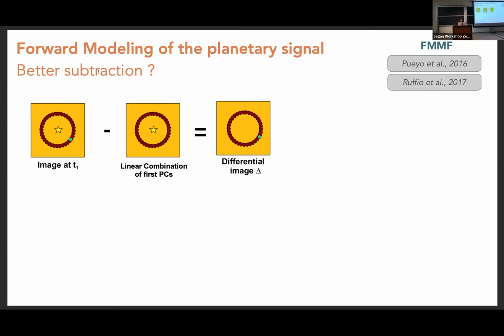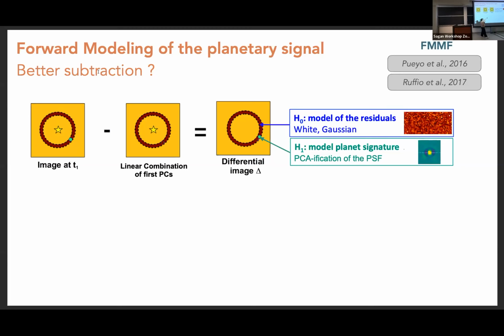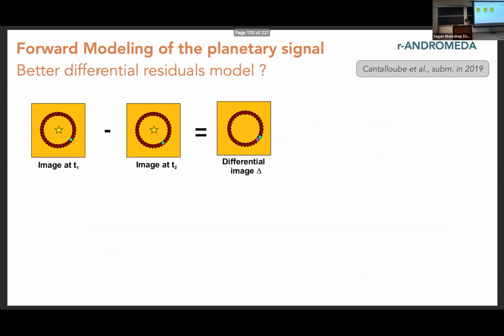It's not perfect. So why not do a better subtraction? It's a bit the concept of forward modeling matched filtering, which is hidden, unfortunately. But instead of pairwise subtraction, this time you do a linear combination of the first principal components. Better white and Gaussian, hopefully, but still the same model here. If you have just a positive bump, same analytical solutions, but it's long to compute because you have to run lots of PCA.